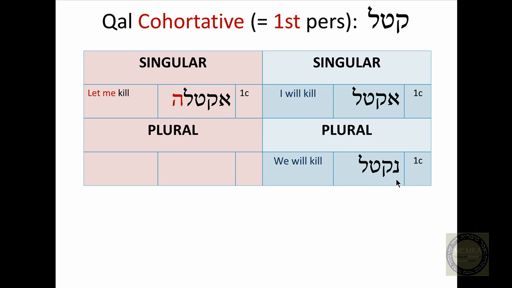Plural, again, here is our prefix nun for first common plural. You have your lemma consonants. And as an imperfect form, this would be we will kill, but the cohortative is going to add the he, or the qamets he, if we were putting in vowels. And that would be let us kill. Okay, that's your cohortative, adding the qamets he for first person forms to the imperfect form. Just add that qamets he, the he ending. So these are your cohortative first person forms.